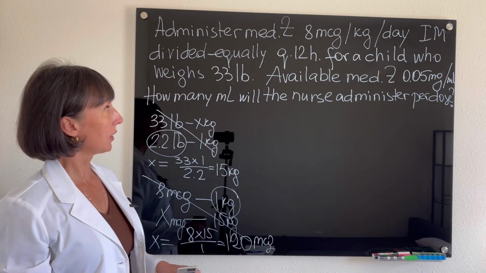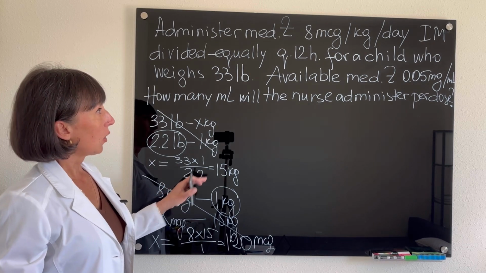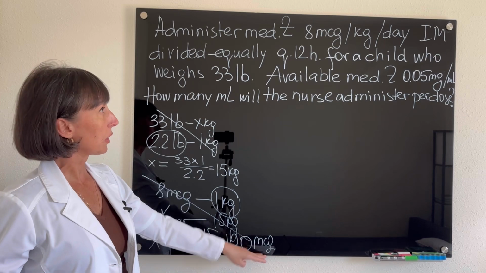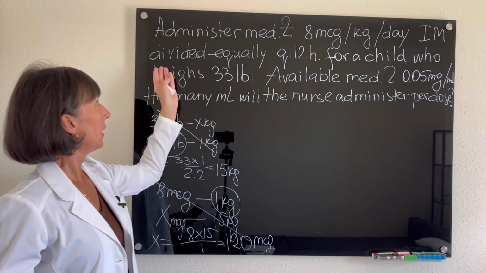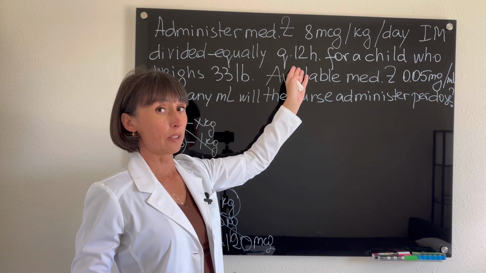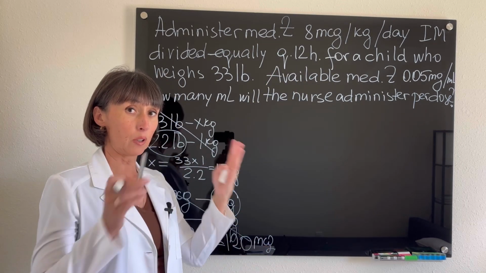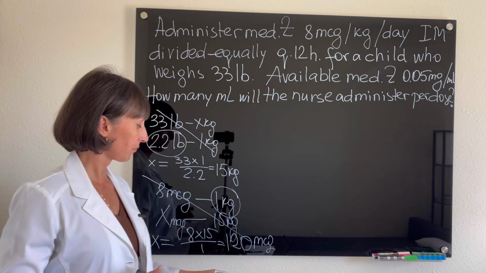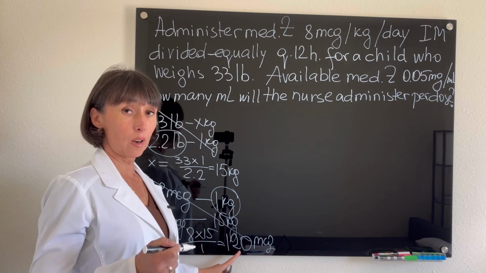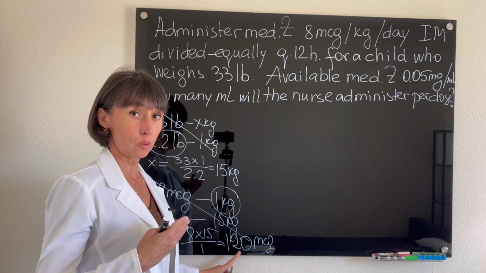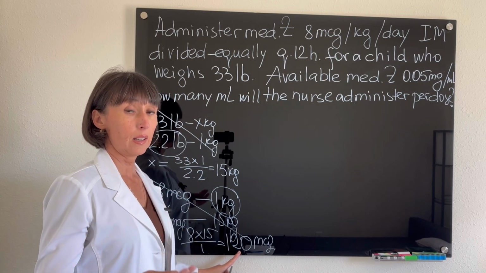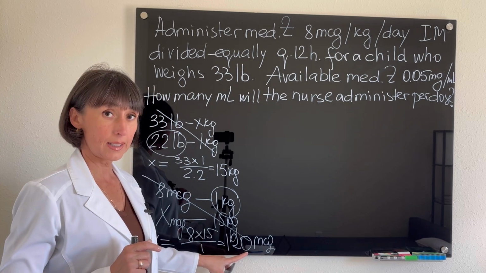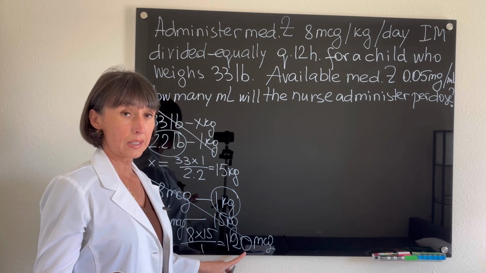We're still per day here, okay? Now, let's figure out what's the rest of the order saying. So this amount I'm going to give per day intramuscularly, divided equally every 12 hours. So this is my daily amount, and I need to split it into doses to figure out what's one dose. So if it's every 12 hours, that means I have to divide it by 2. There are 24 hours in a day. I have to give it every 12 hours. That means twice. 120 divided by 2 will give me 60.